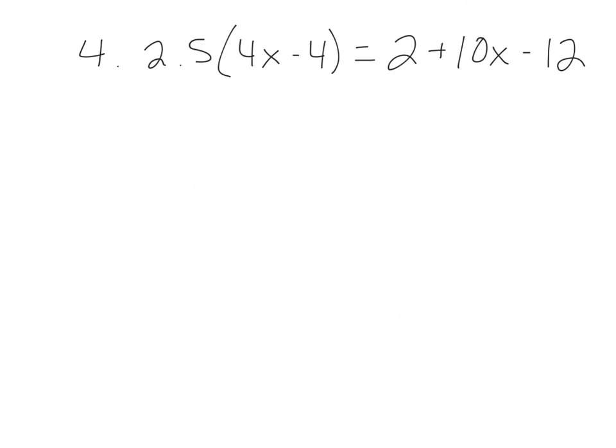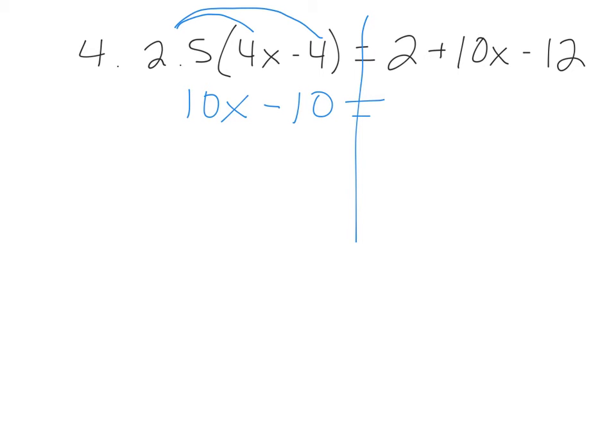On our fourth equation here, we got a decimal out in front. So again, we have to distribute the 2.5 first to get rid of our parentheses. So 2.5 times 4, if you think of it, 2.5 is kind of like a quarter. If you have 4 quarters, that means you get $1. So if you have 2.5 times 4, we get 10. So we get 10x. 2.5 times -4, that is -10.